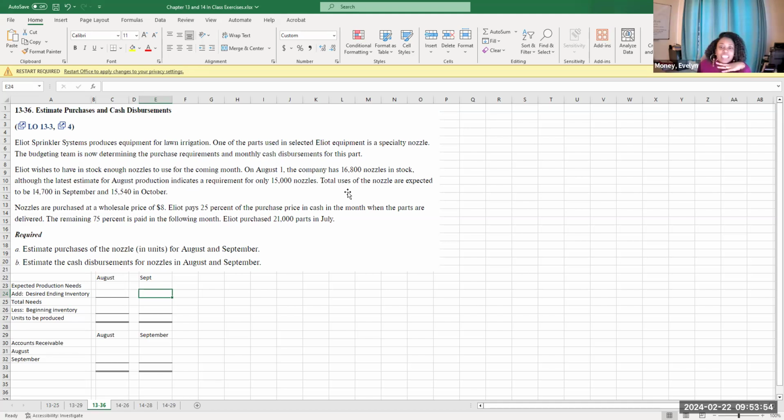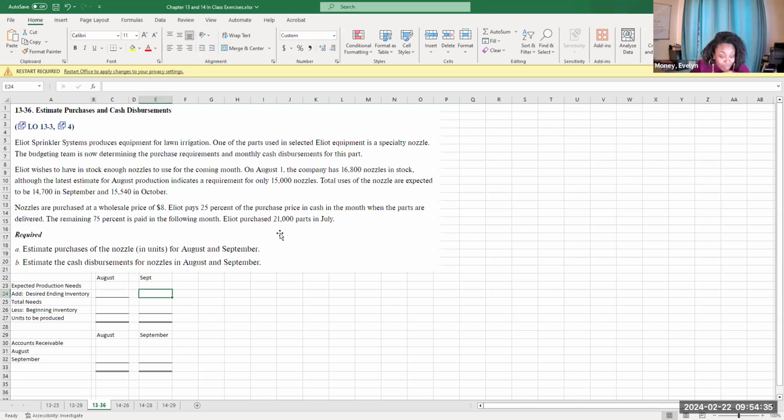On August 1st, the company has 16,800 nozzles in stock. Although the latest estimate for August production indicates a requirement for only 15,000 nozzles, total uses of the nozzle are expected to be 14,700 in September and 15,540 in October. They're giving me so much information here. Nozzles are purchased at a wholesale price of $8, and Elliott paid 25% of the purchase price in cash in the month when the parts are delivered. The remaining 75% is paid in the following month, and Elliott purchased 21,000 parts in July. Goodness gracious, that's so much information.